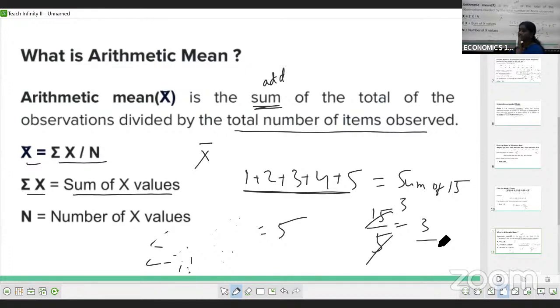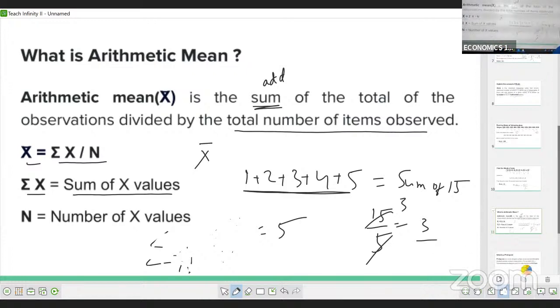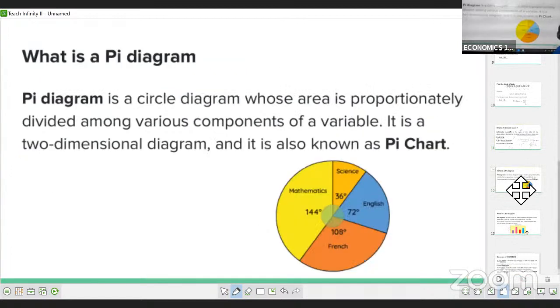Till now we discussed three things. One is the median, and the formula for the median is n plus 1 divided by 2. Then the mode, the number which repeats the most number of times. And the arithmetic mean, sigma x divided by n. Next, we move on to one more question: what is a pie diagram?